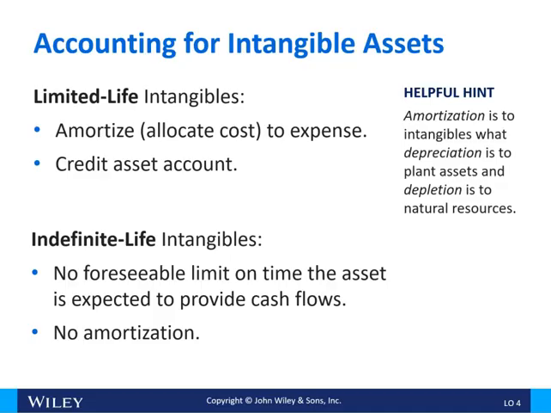So limited life intangibles, we're going to amortize to expense the cost of that intangible. We're going to amortize. It's going to be, again, very similar to depreciation. We're allocating the cost to expense, and we're going to credit the asset account.